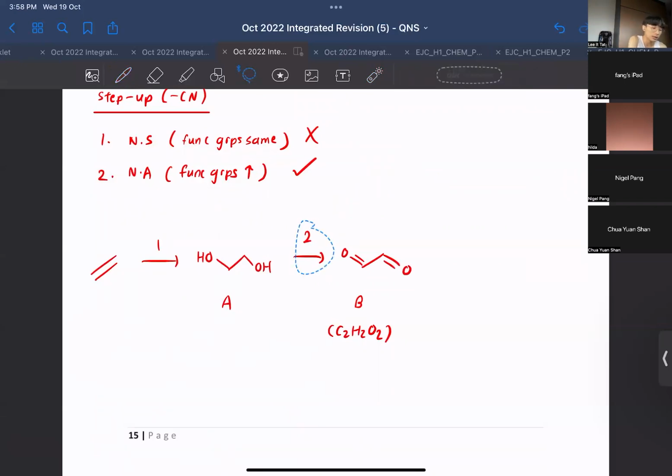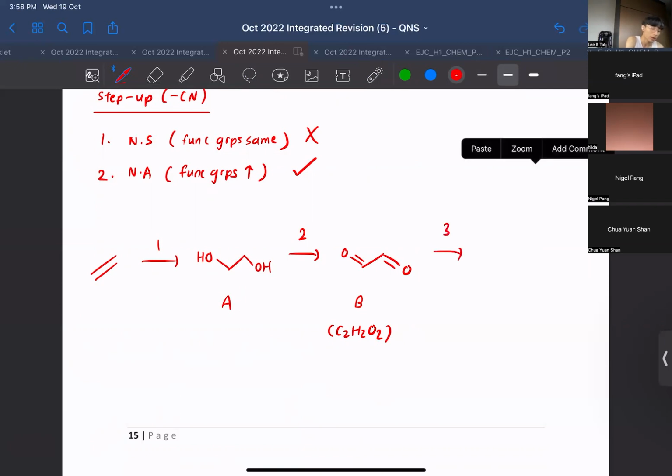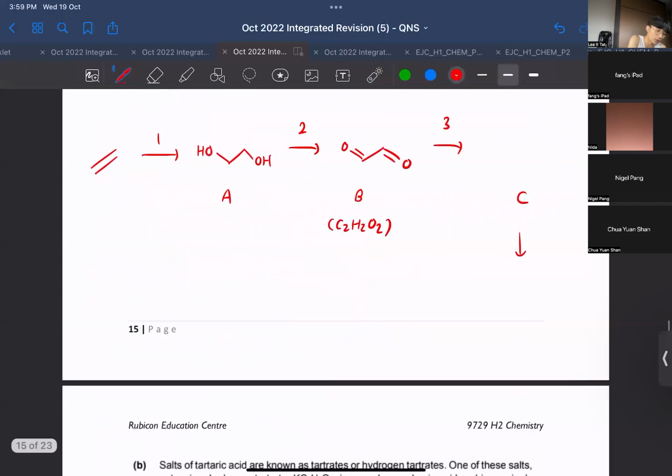Again, you shouldn't be guessing compound B, drawing many different variations and iterations. It's just going to waste time. This should be the procedure you're supposed to follow, especially for step-up reactions. It makes your life a lot easier, a lot more streamlined. Since we have gotten that as compound B, we can move on to step 3, compound C, and then after compound C, we have step 4 to turn it into tartaric acid.